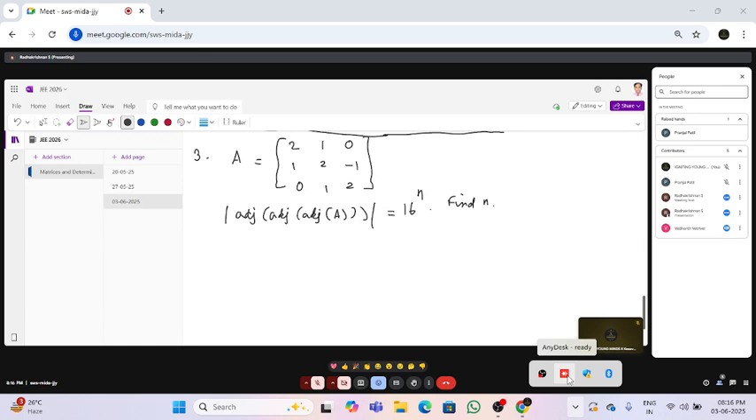Sir, what formula can we use for it? Determinant of adjoint A power... I forgot the formula for determinant of adjoint of adjoint A, n minus 1 or something. You can look back at your notes. You can look at your book. And what about Pranjal? Are you done? Yes, sir. Very good.